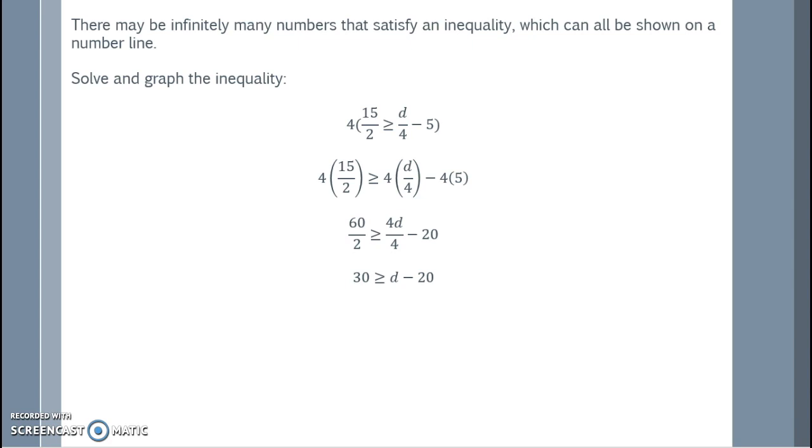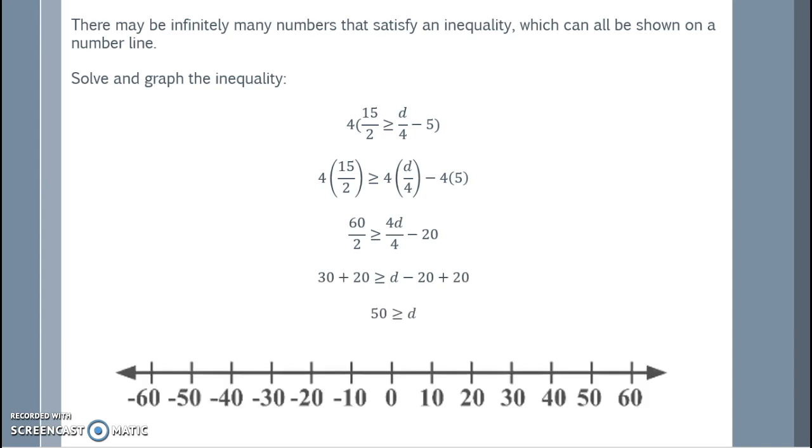We need to get d by itself, so we're going to add 20 to both sides. So 50 is greater than or equal to d. Because we have a greater than or equal to sign, we will have a solid dot at 50. Now we need to determine which way our arrow will go. So I like to pick a point like 0. Is 50 greater than or equal to 0? True. Is 60 greater than or equal to 0? That's false. So our arrow needs to go left. It needs to be where all the true values are.